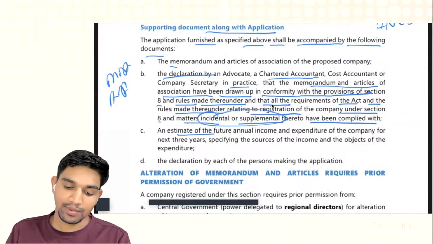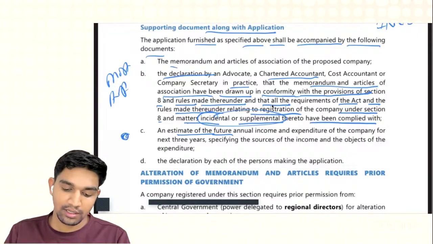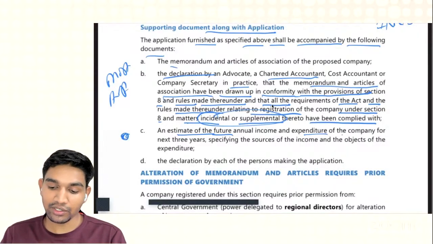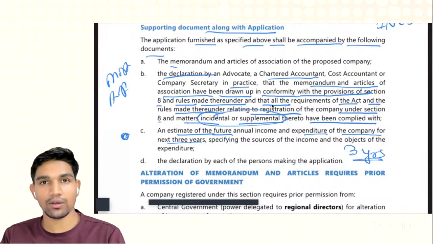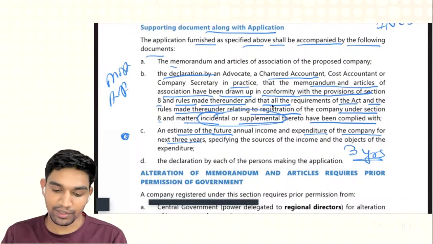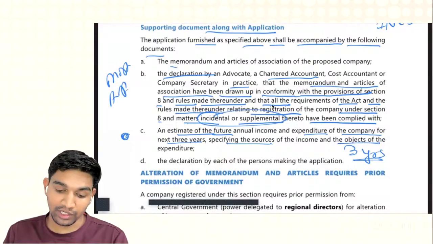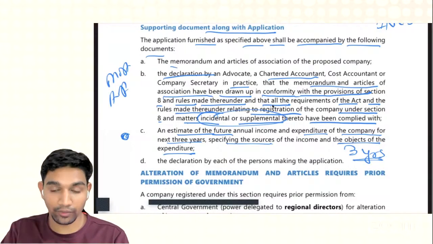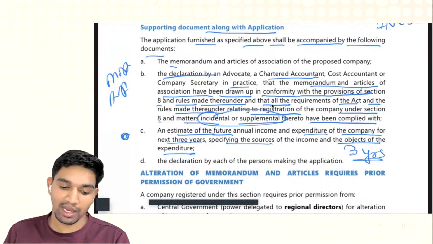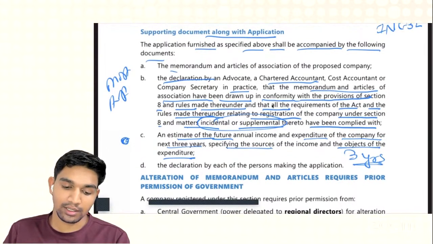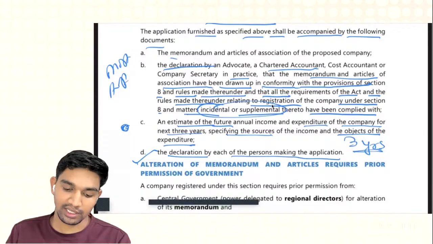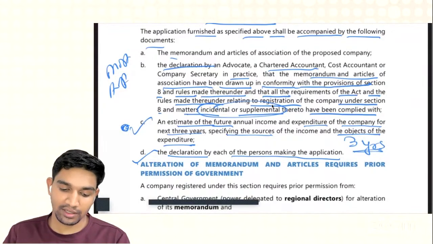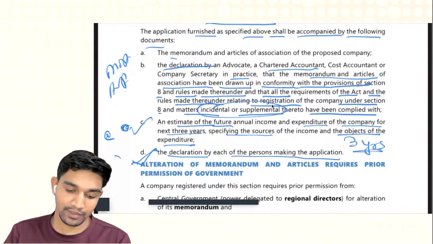And now, this is important, an estimate of the future annual income and expenditure of the company for the next 3 years, specifying the sources of income and the objects of expenditure, that should be filed with the application. Then the declaration by each of the persons making the application. The estimate should be there, and the declaration should be there, the professional declaration should be there.